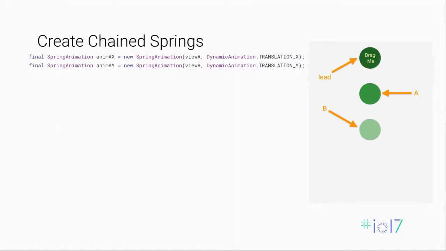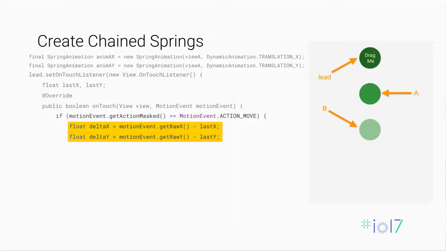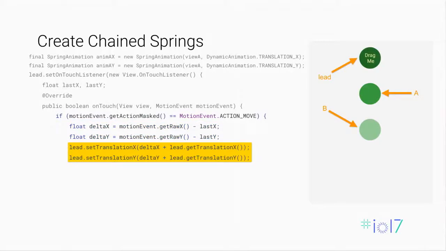So first, we're going to create animations for A on its translation X and translation Y properties. And in the onTouch listener, where we're going to process the touch events and move the lead view around, for each move event, we're going to compare this event against the last event in terms of position. And then we calculate the delta, and this delta would be the amount of movement of the finger. And then we're going to apply the delta to the lead view's position so that the lead view would be moving the same amount as the finger.